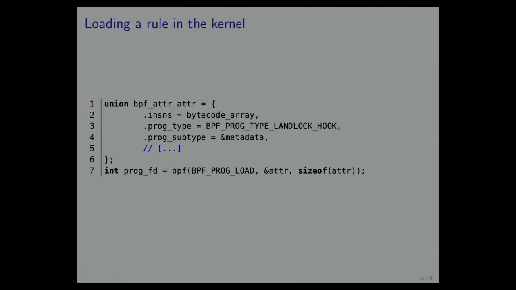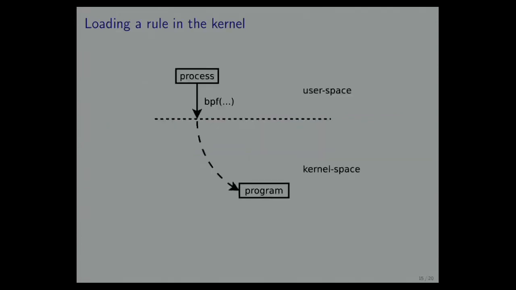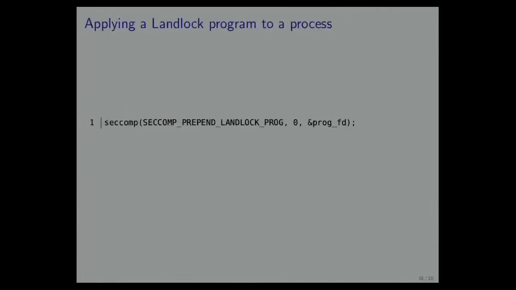So once you've written your Landlock program and the Landlock metadata, you need to load this in the kernel. For this, we use the BPF syscall with a prog load command and some attributes containing mainly the BPF bytecode, the BPF type, which is here Landlock hook, and then the metadata, which are specific to Landlock, as we saw just before. So the process calls the BPF syscall and loads the program in the kernel.